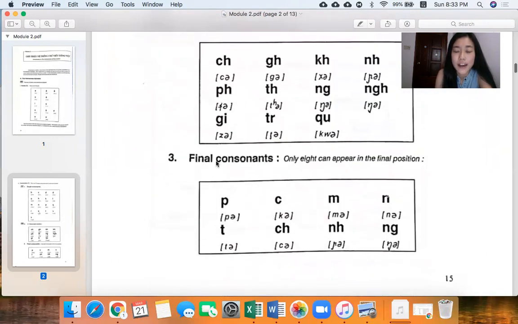3, final consonants. Only 8 can appear in the final position.